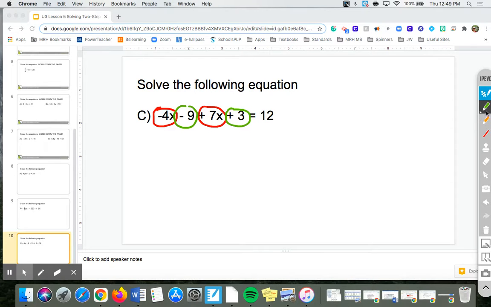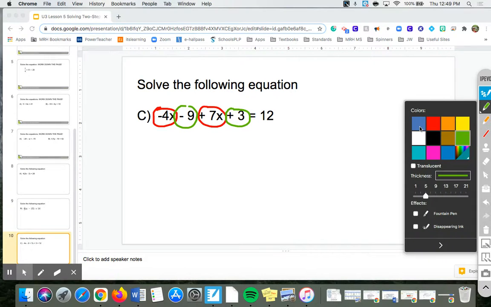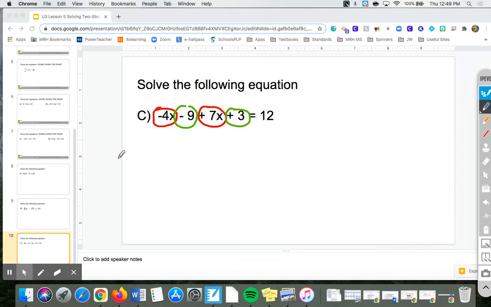So now when I'm actually simplifying this, combining the like terms, the sign that is in front of each term is extremely important to pay attention to, whether you're combining like terms or using the distributive property. So this is negative 4x plus 7x, which is going to be positive 3x. Negative 9, because there's a sign right there, plus 3. So negative 9 plus 3 is negative 6.